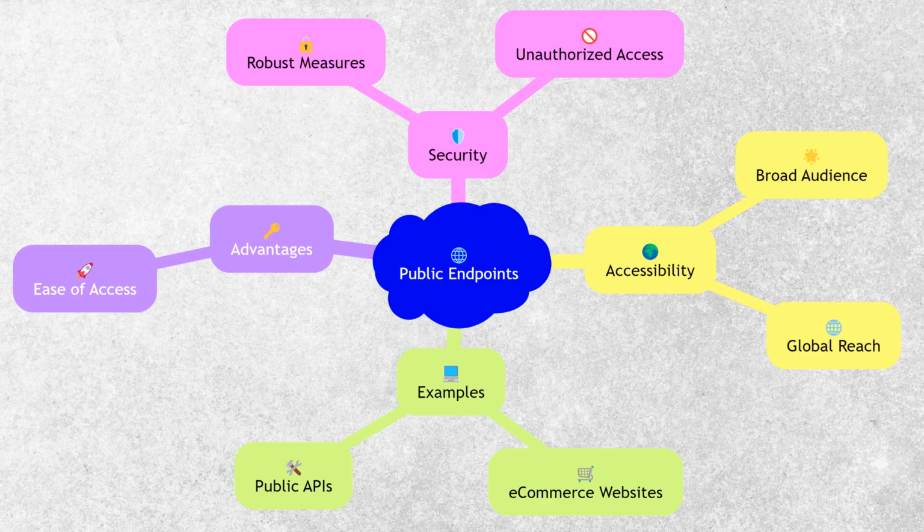Public endpoints are ideal for scenarios where resources need to be accessible to a broad audience. Examples include web applications, APIs, and services that require global reach. For instance, an e-commerce website hosted on Azure would use a public endpoint to allow customers to browse and make purchases. Similarly, a public API might be used by developers worldwide to integrate with a service. The key advantage is the ease of access, but it necessitates robust security measures to protect against unauthorized access.